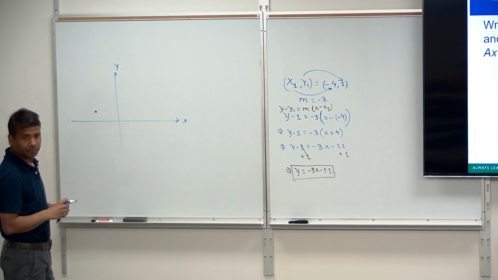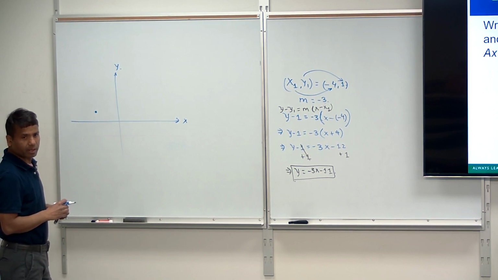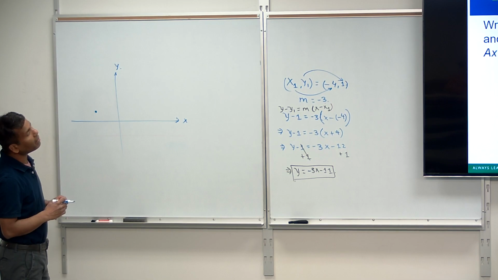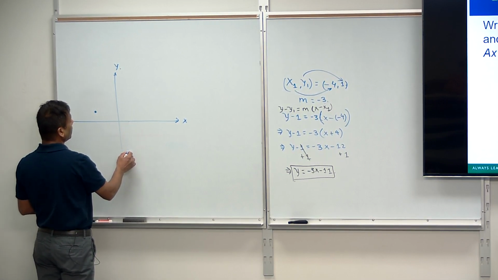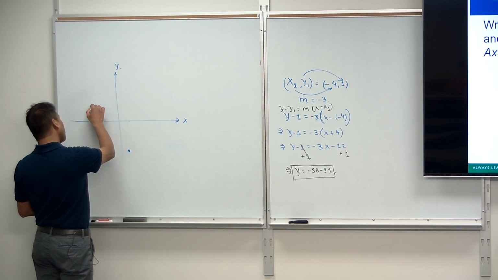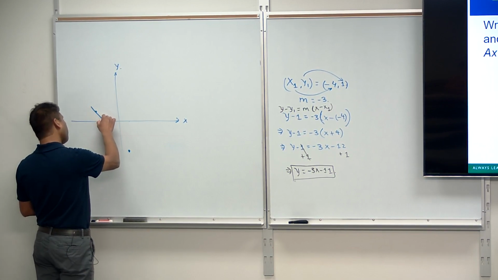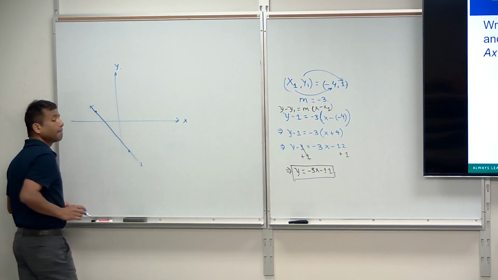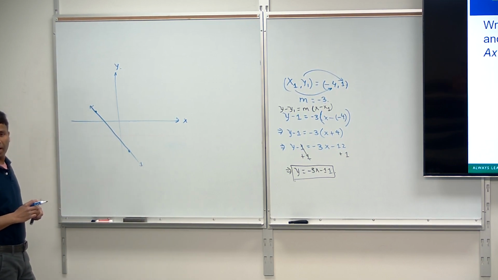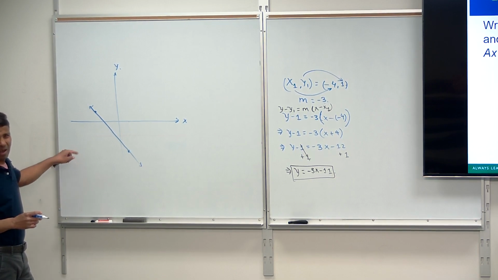It's in the second quadrant, right? And then you have 2, negative 4, maybe somewhere here. So you are trying to find the equation of what? This line. You don't have to graph.